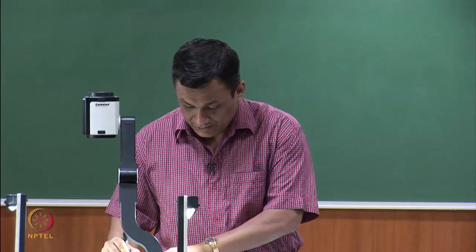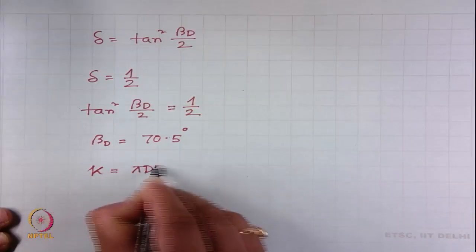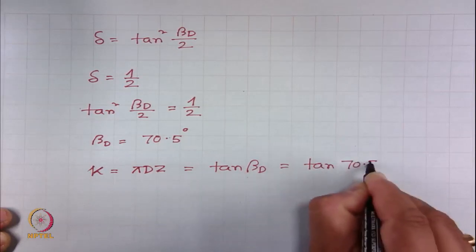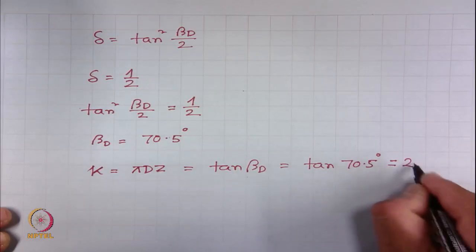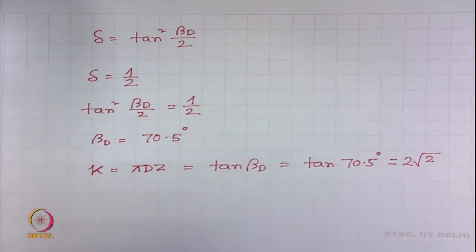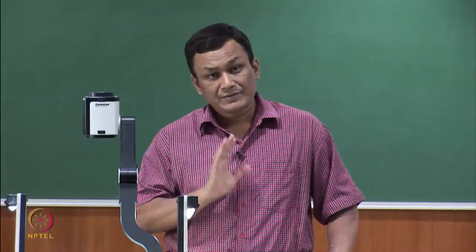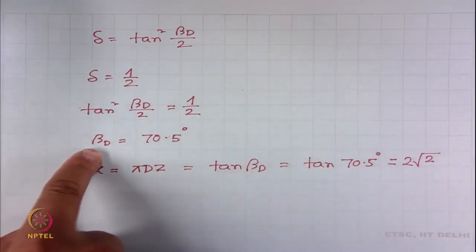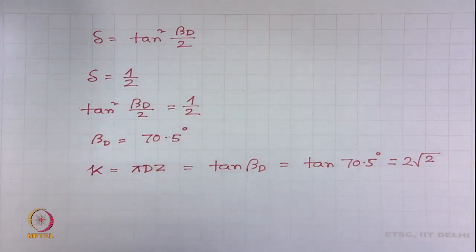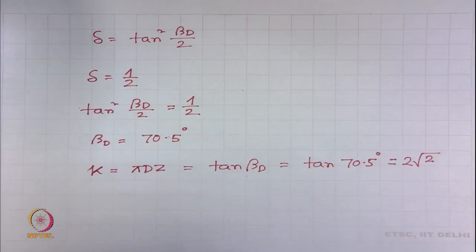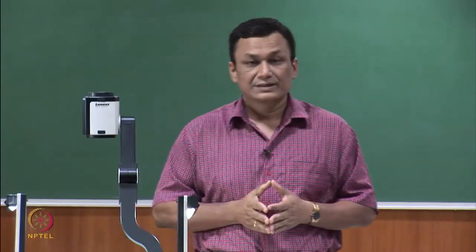And then what is your twist intensity? Twist intensity is pi d z, that is equal to tangent of beta d. Now, if you substitute tangent of this, what will you find? 2 root 2. So, there is a limit of twist intensity also. Okay. So, what we found is that there is a limit of retraction, that is half. Accordingly, there is a limit of twist angle of surface fiber, that is 70.5, and also there is a limit of twist intensity, that is 2 root 2. So, theoretically also a limit of twisting exists.